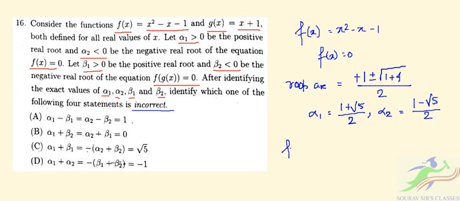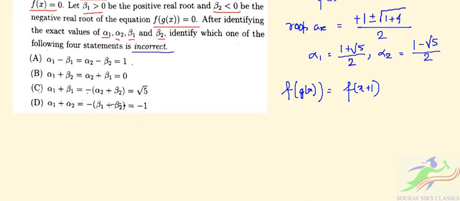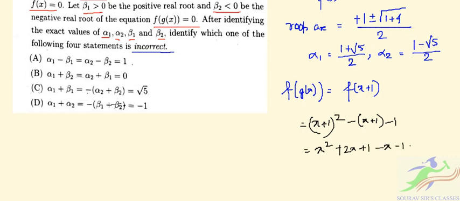Now we have been given f of g of x, which is nothing but f of x plus 1, right? We put the value of g of x, x plus 1. f of x is x square minus x minus 1, so this will be x plus 1 whole square minus of x plus 1 minus 1. So here we have x square plus 2x plus 1 minus x minus 1 minus 1. The 1 will cancel out and we are left with x square plus x minus 1.